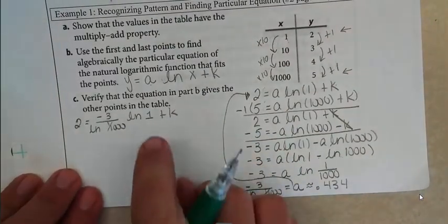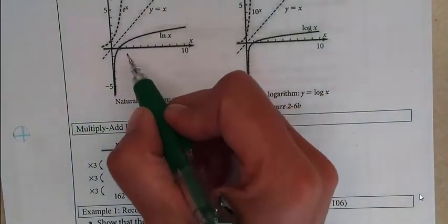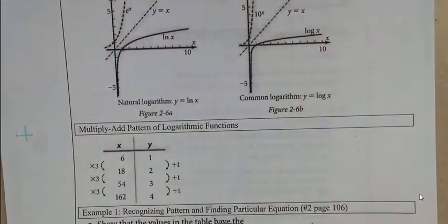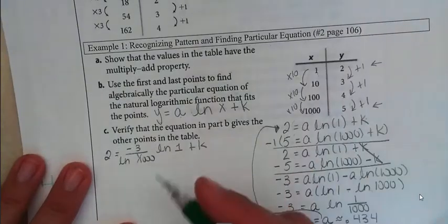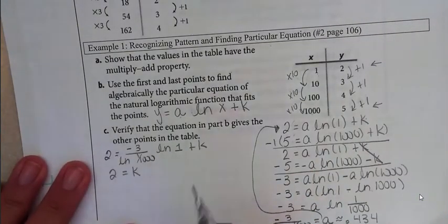Now, what did we say the ln of 1 was? Well, the ln of 1, again, going back to that graph, is 0. So this whole piece right here just becomes 0. So we end up with 2 equals k.